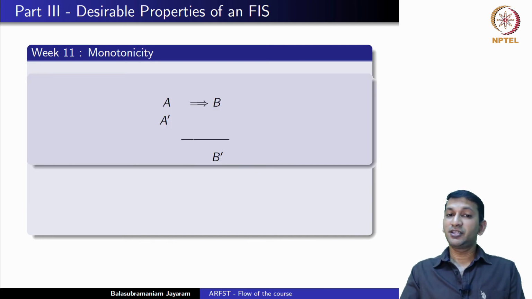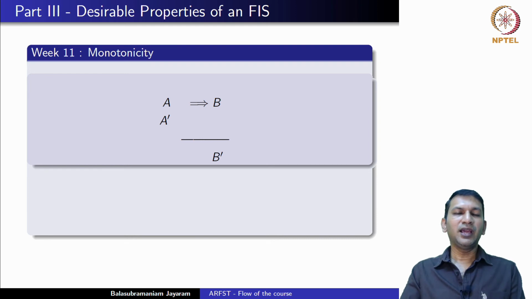Once again, this is the general scheme of generalized modus ponens. In the case of continuity, we discussed how close A dash is to A, and if that closeness, proximity, is preserved by the mapping. In the case of robustness, we discussed the relation between A dash and A and whether that would be preserved and carried over as a relationship between B dash and B.